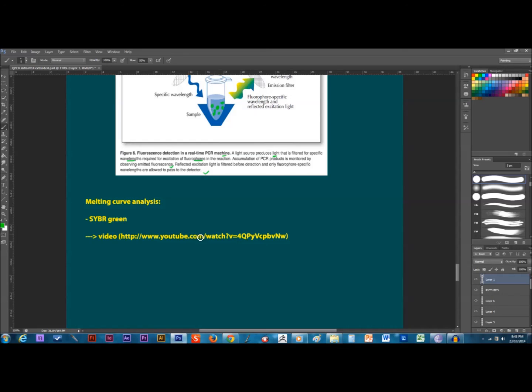So if we use the SYBR Green detection method, we must add a step which is called melting curve. Okay, melting curve analysis is done to check the specificity and the validity of our PCR process. Because the SYBR Green dye can bind to any double-stranded DNA.